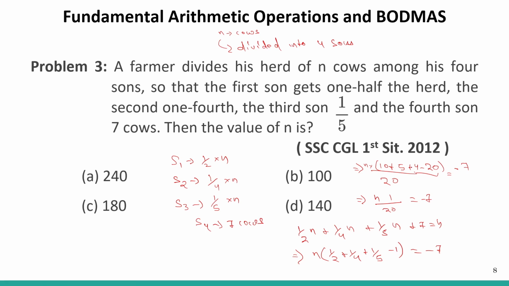Hold on a second. 10 plus 5 is equal to 15, plus 4 is 19. So 19 minus 20 gives minus 1, so n/20 into minus 1 is equal to minus 7. This implies that n is equal to 7 into 20, so n is equal to 140.